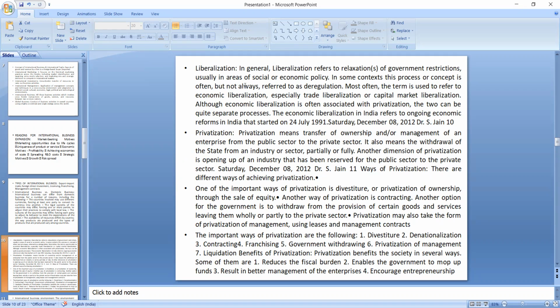Benefits of privatization. Privatization benefits society in several ways. Some of them are: it reduces the fiscal burden, enables the government to mop up funds, results in better management of the enterprise, and encourages entrepreneurship. So these are the benefits of privatization. Why privatization is needed, that's also important here. So kindly note down what are the concepts involved here.